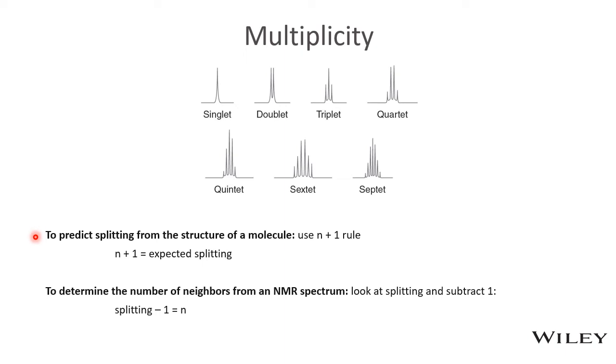So to predict the splitting that you would expect using the structure of a molecule, what we do is use the n+1 rule. So n represents the number of neighboring hydrogens for a group of hydrogens. If we add 1 to that, we would expect that number of splitting. So for example, if a group of hydrogens has one neighbor, if we add 1 to that, we would expect the signal for that group of hydrogens to be split into 2, which would represent a doublet.